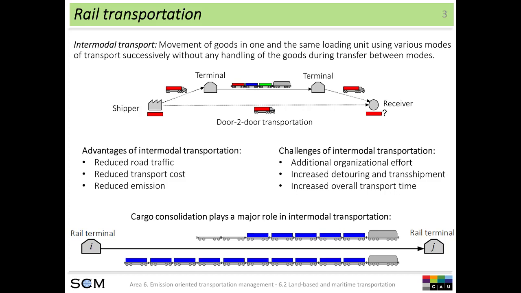Compared to direct door-to-door transportation by trucks, we have several advantages of intermodal transportation. We reduce road traffic, we might reduce transport cost, and we potentially reduce emissions because trains are more fuel efficient with respect to the individual unit of cargo, and from this fuel efficiency we also have a reduction of the emissions. But there are also challenges of intermodal transportation.